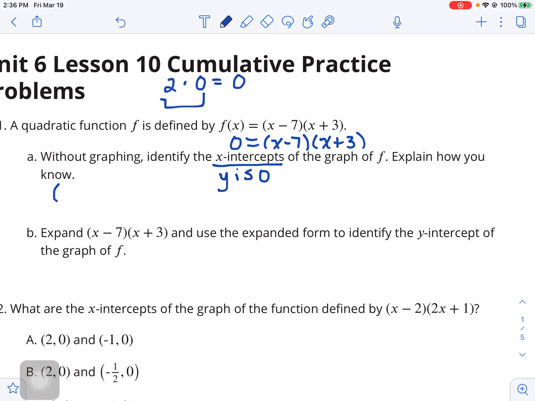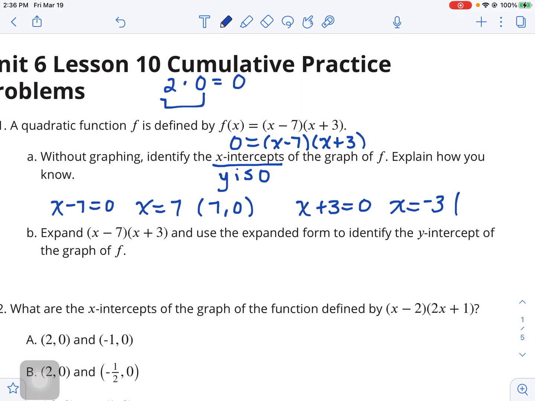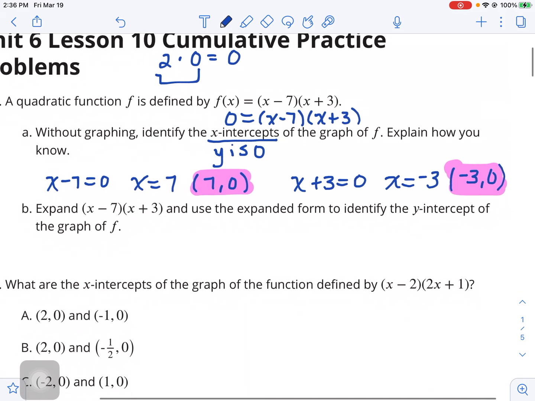So for the first one, if we just use x minus 7 equal to 0, that tells us that x is equal to 7. And so one of our x-intercepts is 7, 0. The next one, if we set x plus 3 equal to 0, subtracting 3 from both sides, we get x is equal to negative 3. And so our other x-intercept is going to be at negative 3, 0. So those are our two x-intercepts, and showing the work here is how you can explain how you know.